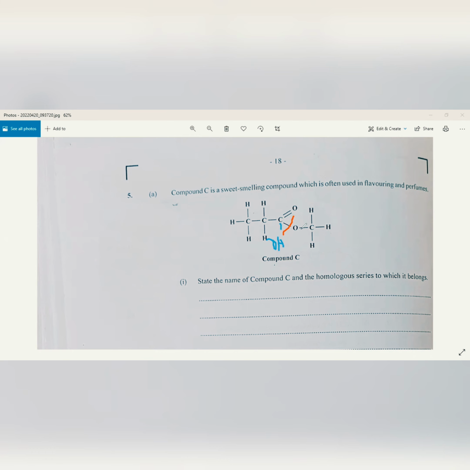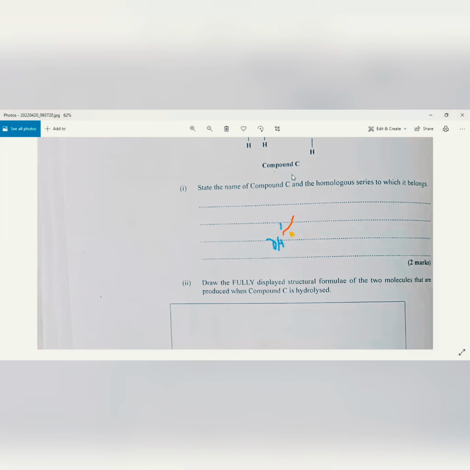On this side now, you're going to just add an H. There you go, H, and this now becomes methanol. So your fully displayed structures would be propanoic acid and methanol.